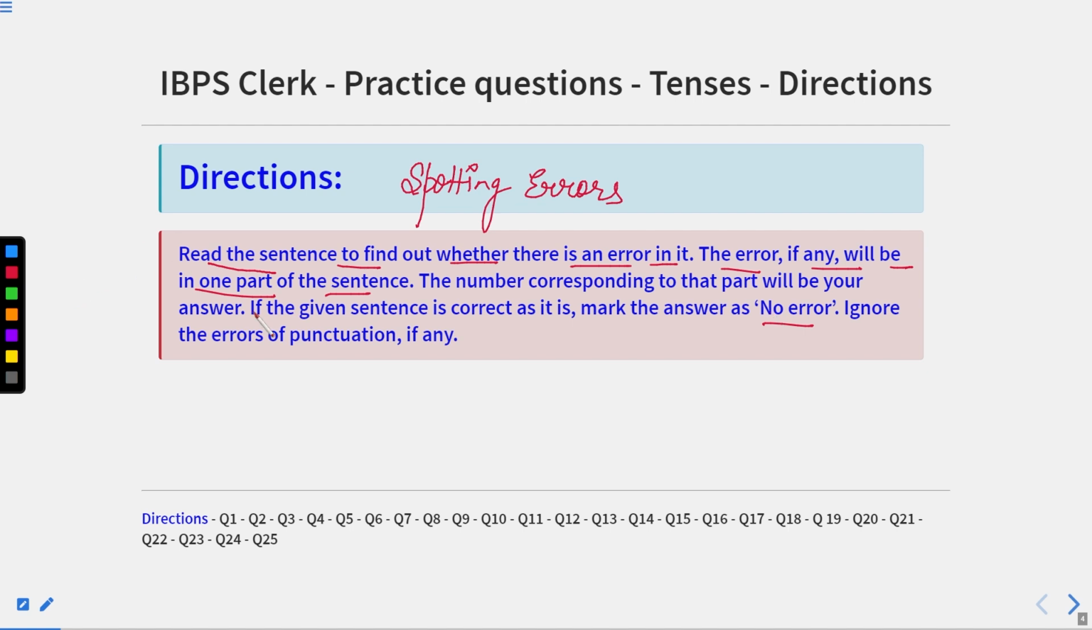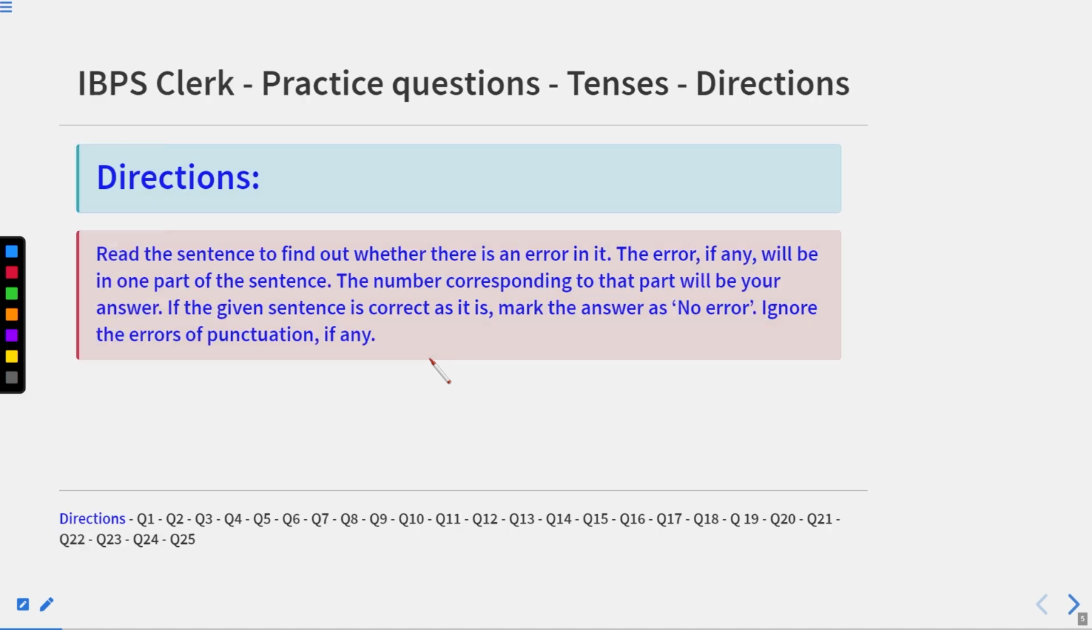Now ignore the errors of punctuation, if any. We have to find out only the grammatical errors and not the punctuation errors. Obviously these errors are based on tenses, so we'll look for the tenses error first. And if there is any punctuation error, that will not matter at all. We have to ignore them. Now let us move to question number 1.